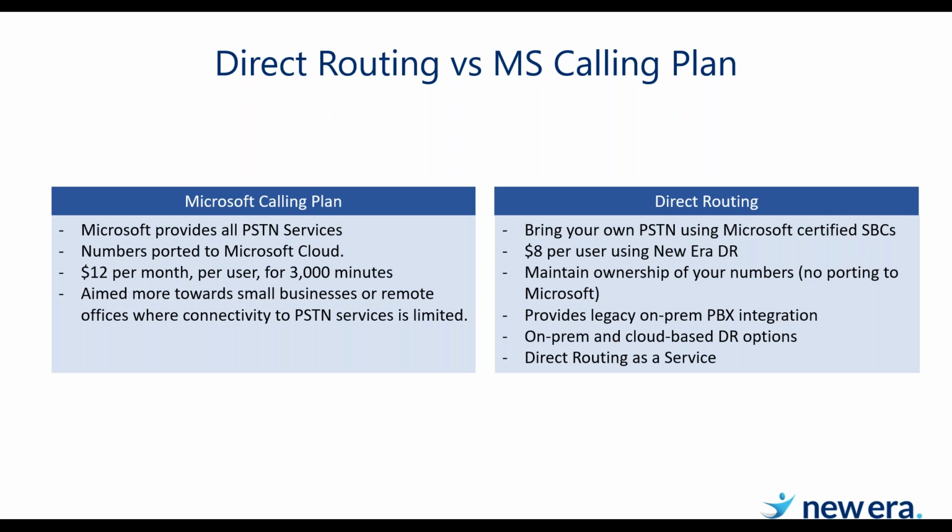When you get over to direct routing, it's the $8 license for telephony, but New Era also offers the same calling plan for Microsoft at $8 per user, so quite a significant savings there. Some of the key benefits of doing direct routing versus the Microsoft calling plan: you own all the numbers.